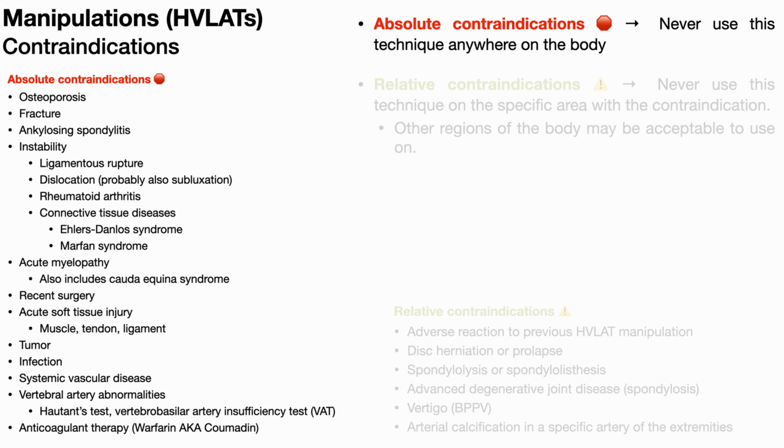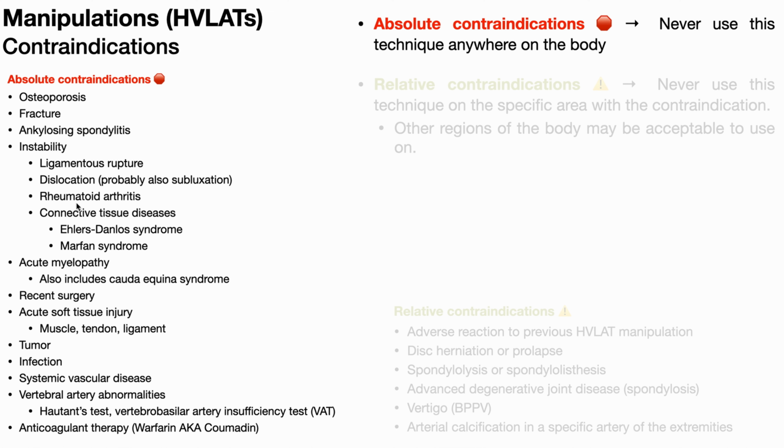And on the topic of bones, also fracture and ankylosing spondylitis. That would be absolutely contraindicated to manipulate. Another absolute contraindication, which is a broad term, is instability. Now, manipulations are generally done for one of two reasons or both. Number one is pain reduction, and number two is increased range of motion. Now, people with instability, generally speaking, already have excessive range of motion, sometimes pathologic range of motion. And so not only would manipulations be unnecessary, they could also be very dangerous.